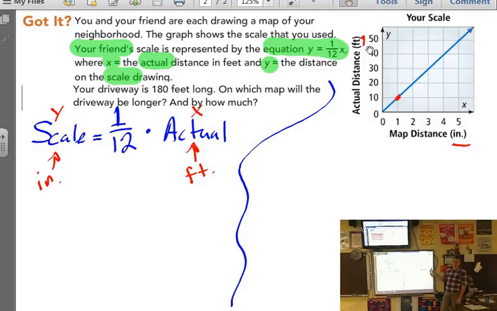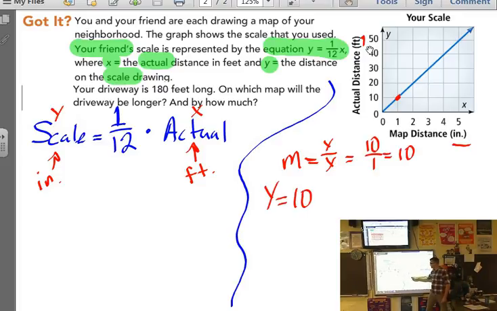So when I solve my constant of proportionality, I can't just directly compare. So to get my constant of proportionality, m equals y divided by x. So I set up 10 divided by 1, I get 10. So my equation is y equals 10x. But here's the problem. My friend's x and my x are not the same thing. So that's where you have to be careful.